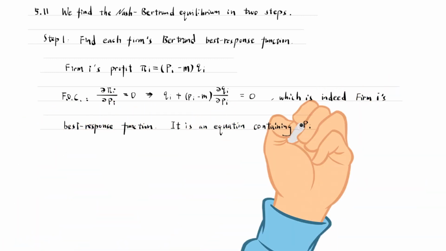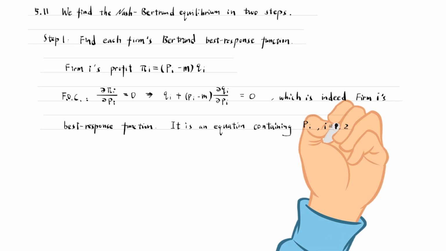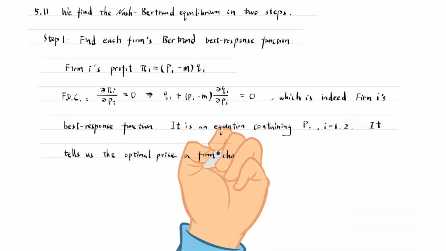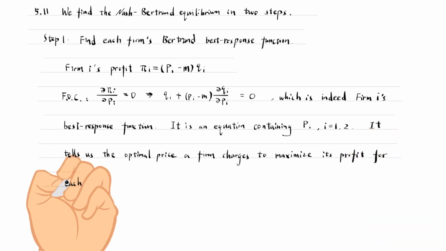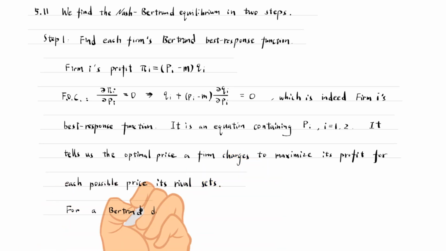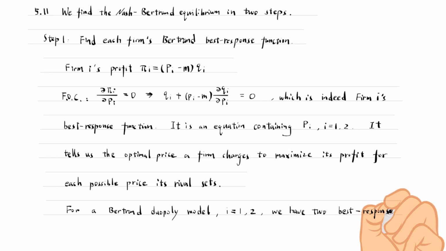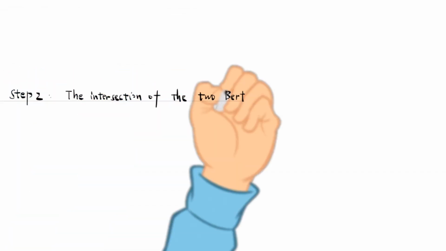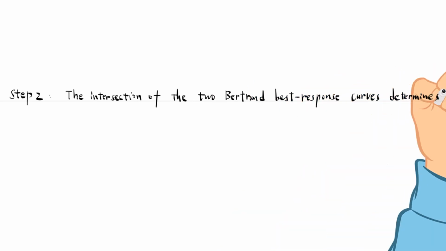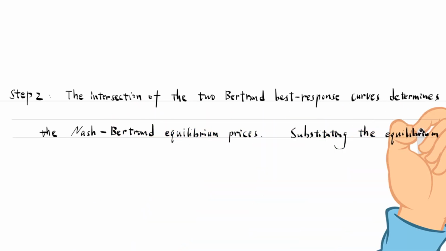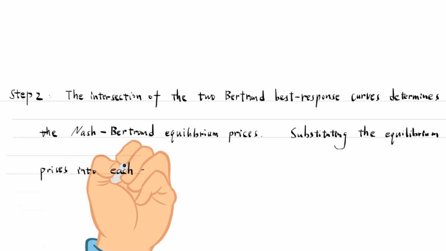It is an equation containing Pj, where i equals 1 and 2 in the duopoly model. The best response function tells us the optimal price a firm charges to maximize its profit for each possible price its rival sets. For a Bertrand duopoly model, i equals 1 and 2, so we have two best response functions. In the second step, the intersection of the two Bertrand best response curves determines the Nash-Bertrand equilibrium prices. Substituting the equilibrium prices into each firm's demand function, we obtain each firm's Bertrand quantity.